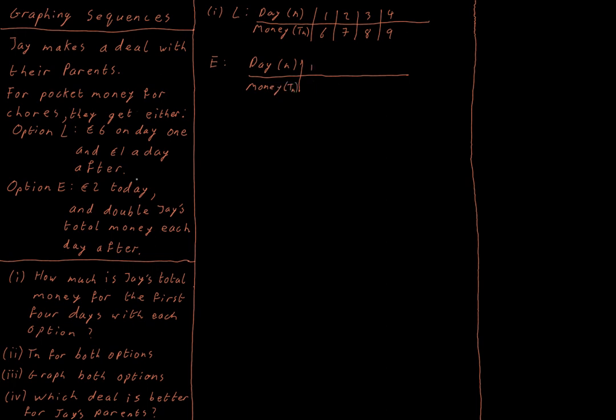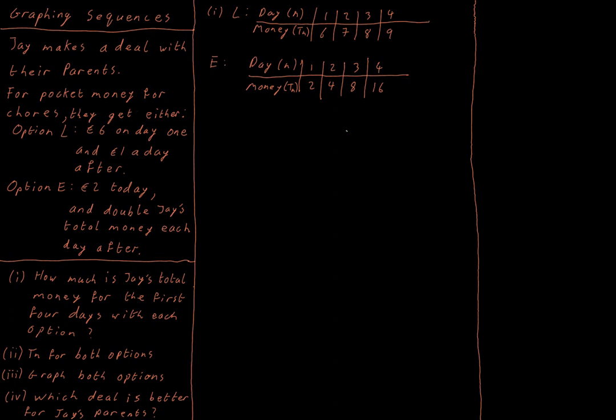On day one, Jay gets €2, so less than in option L. But on day two, that amount of money gets doubled. So that means we would have 2 times 2, which is €4. And on day three, we'd double the total that Jay had again, so we would end up with €8. And on day four, we would double this amount again, and we would end up with €16.